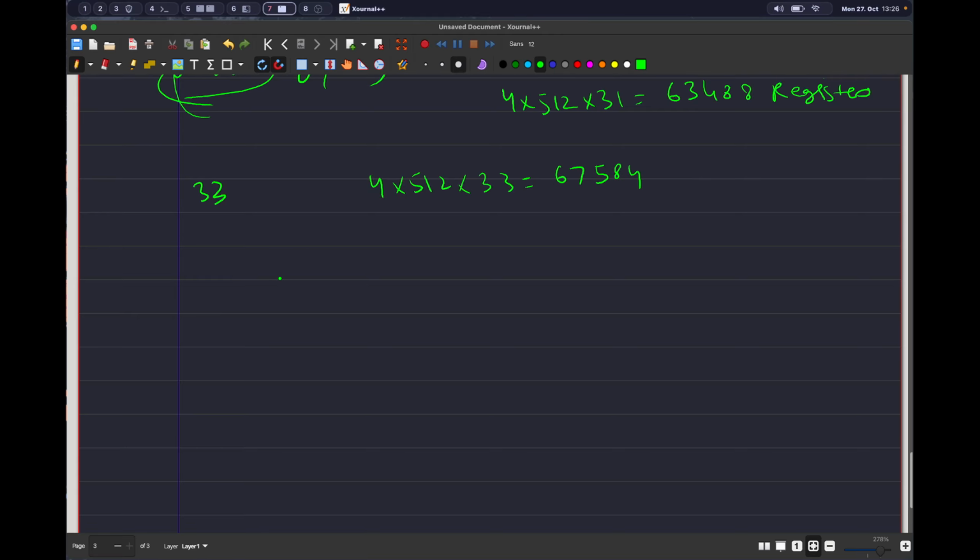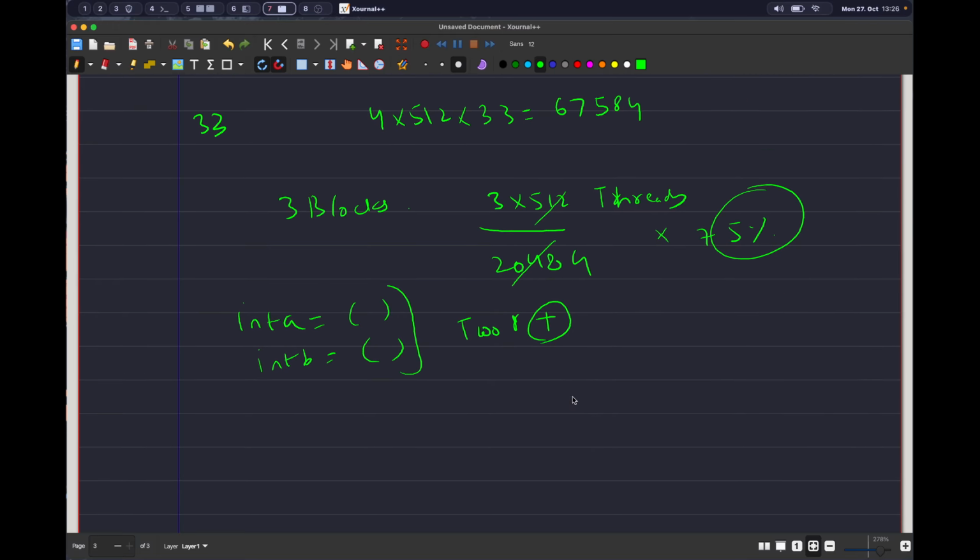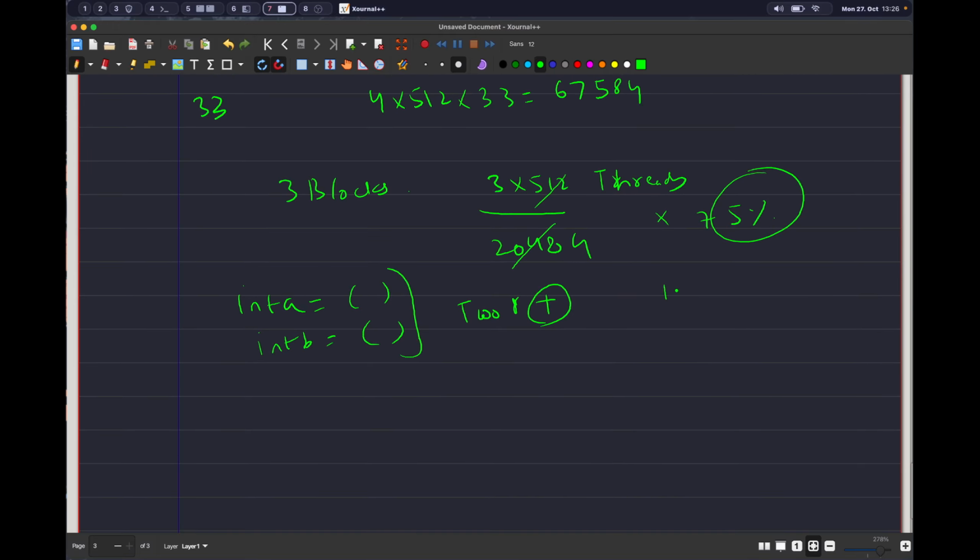In that case, what it can do is only have 3 blocks. When we are using 3 blocks, we will invoke only 3 times 512 threads instead of 2048. What is the occupancy? 75%. So just by adding two variables, like int a something, int b something, we are using two extra registers. And only this particular change reduced our occupancy from 100% all the way down to 75%.